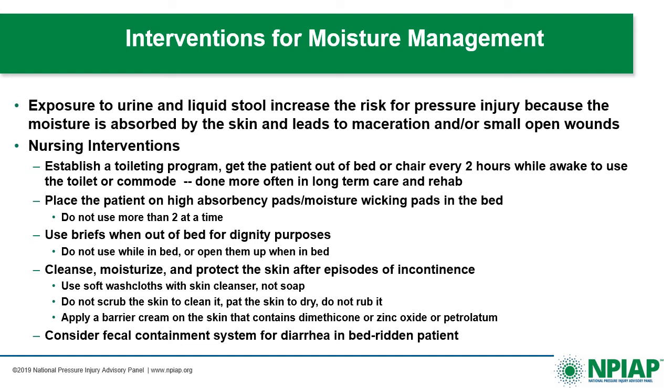Don't scrub the skin to clean it. The skin of the perineum and buttocks, particularly in incontinent patients, is already very raw and very fragile. So don't scrub the skin. Pat it to dry it. You don't have to get all the moisture off as long as what you're leaving behind is water. Don't rub it. And then put a barrier cream on the patient, particularly one that has dimethicone or zinc oxide or petrolatum. Those become a barrier, so the next incontinence attack doesn't reach the skin.